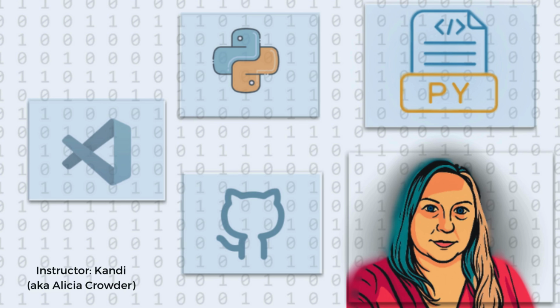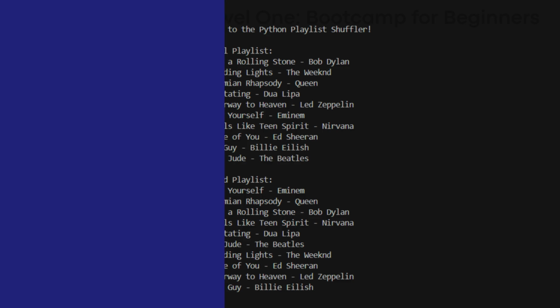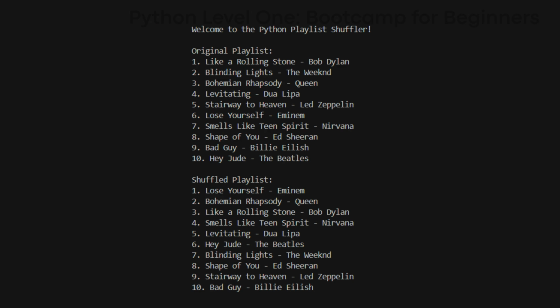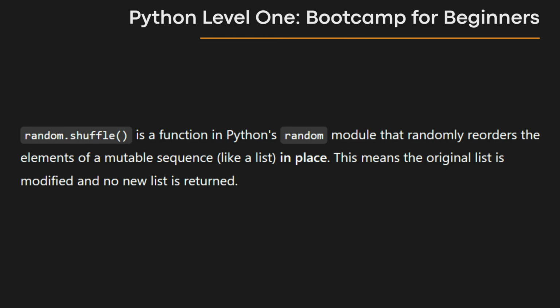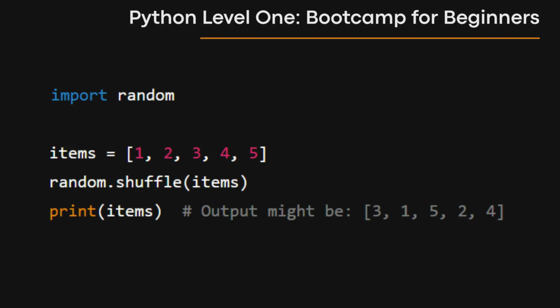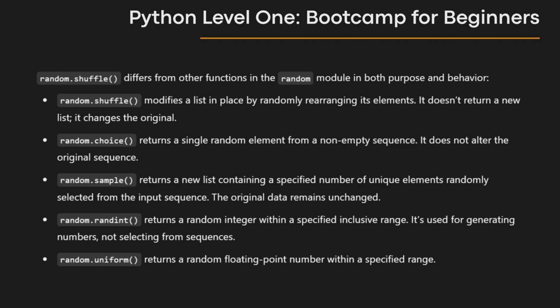In this lesson, you'll learn how to use the random.shuffle function to completely randomize the order of items in a list, perfect for mixing up sequences in games, simulations, quizzes, or decision tools. Unlike random.choice or random.sample, shuffle modifies the original list directly, making it ideal for scenarios where you want a new random order every time the list is used.